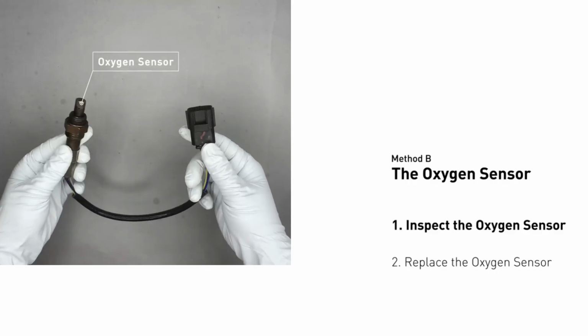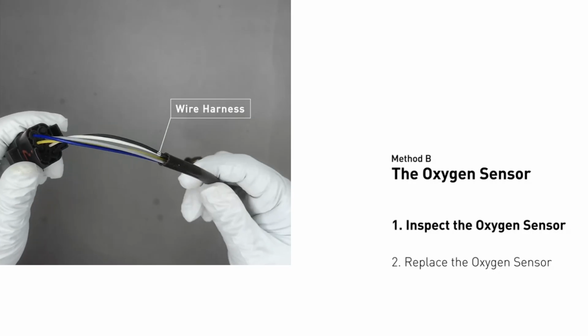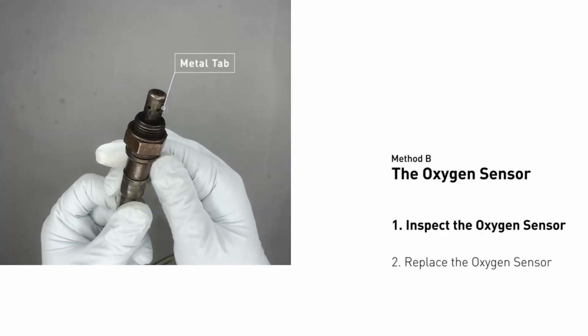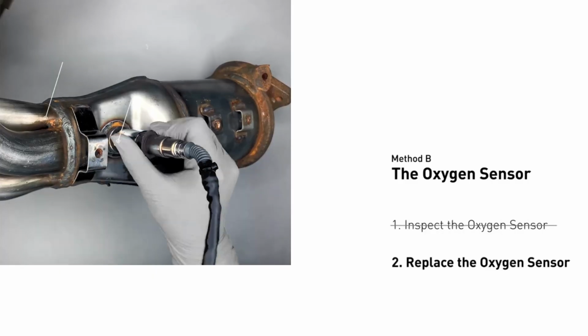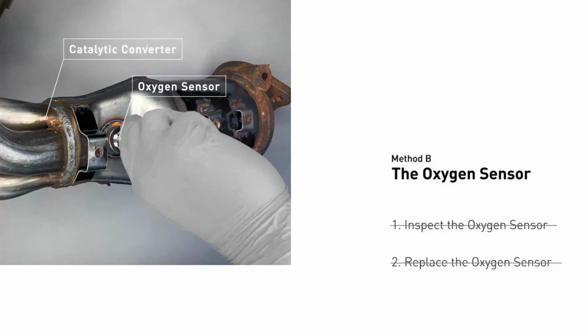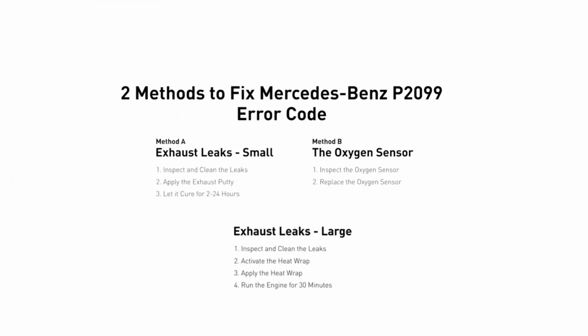Visually check the oxygen sensor's electrical connections, wire harness, and metal tabs for any damage. If damage is found, replace the oxygen sensors. So here are two of the most practical solutions to fix Mercedes-Benz's P2099 error code.